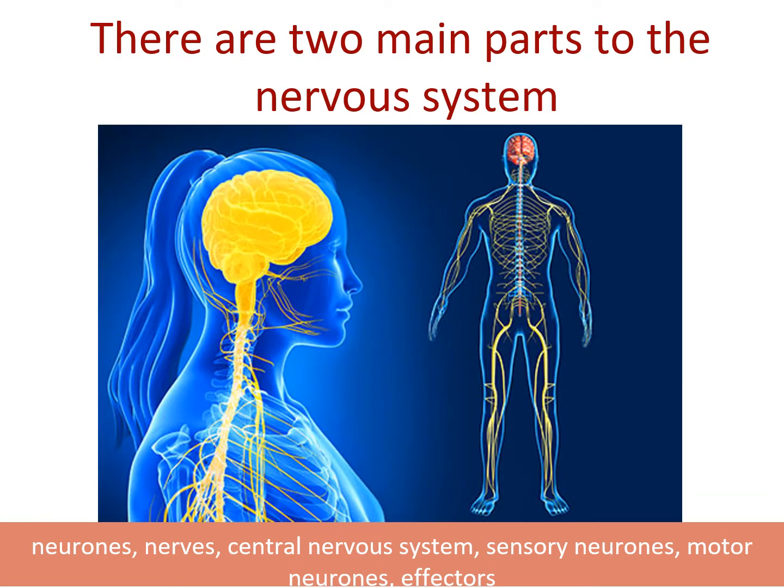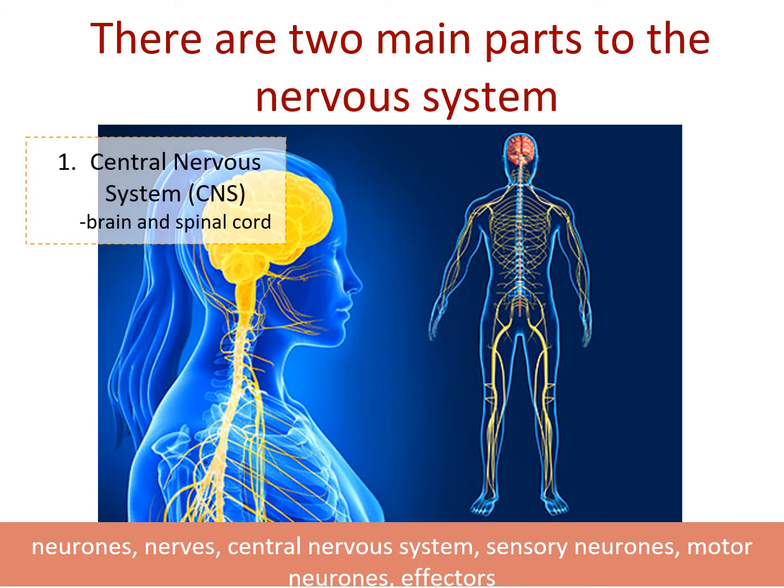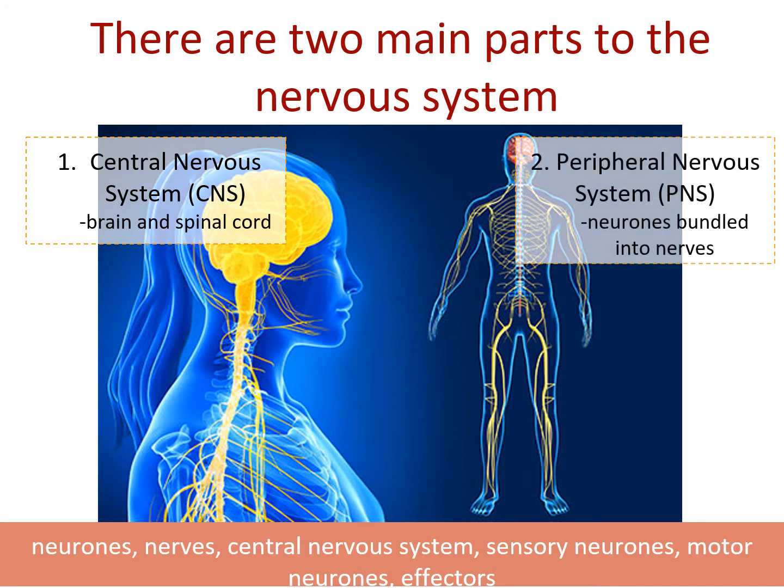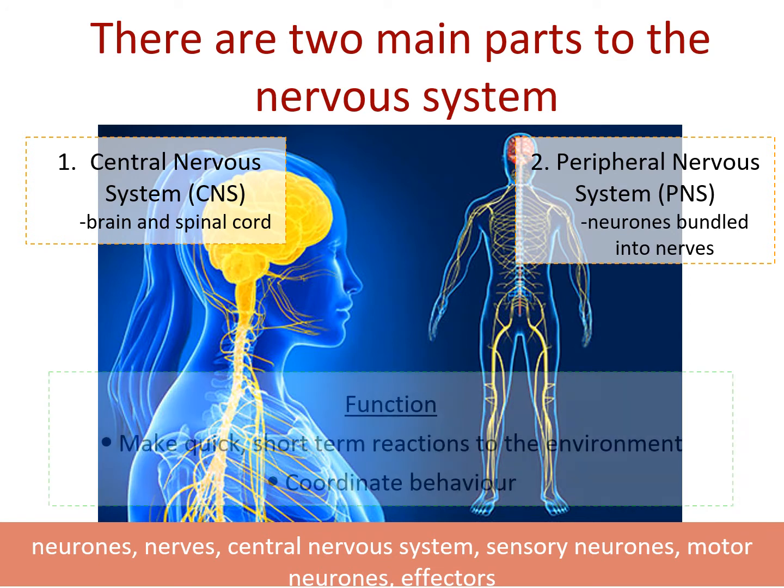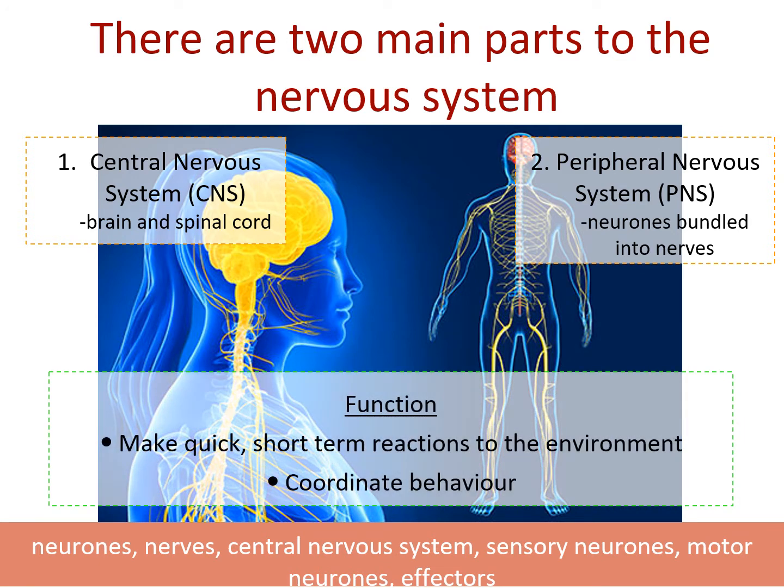So 2 main parts of the nervous system. I introduced these in yesterday's lesson. We have the central nervous system, which is the brain and the spinal cord, and we've got the peripheral nervous system, where we've got these neurons that are bundled into nerves. So these are your sensory and your motor neurons, which we're going to come on to in a little bit. And both of these come together to make quick short-term reactions to the environment and coordinate our responses to a change in the environment.